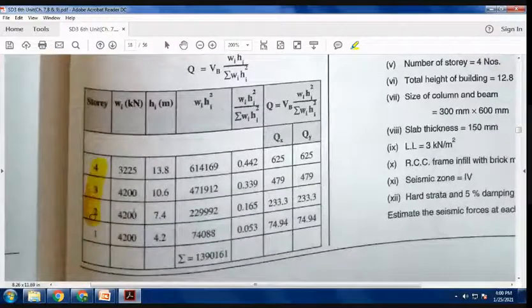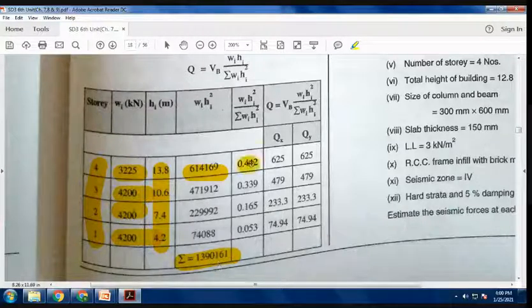So here there will be stories 4, 3, 2, 1. Here we have individual weights, and here we will have heights. Then multiply, we will get some summation, and with this upon summation we will get 0.33. Just go up to 4 decimals, I will tell why. On doing all this you will get the value of Q.